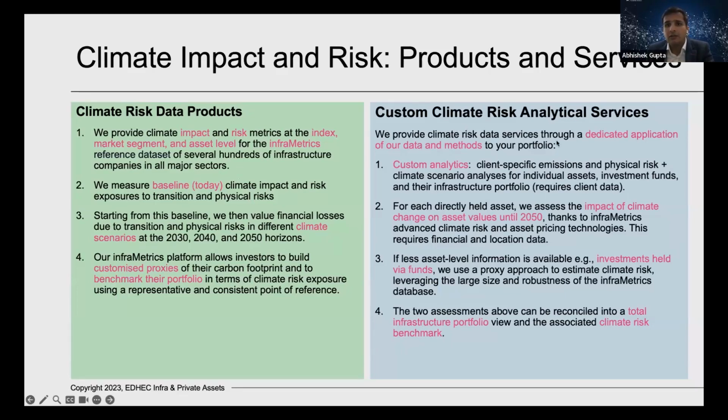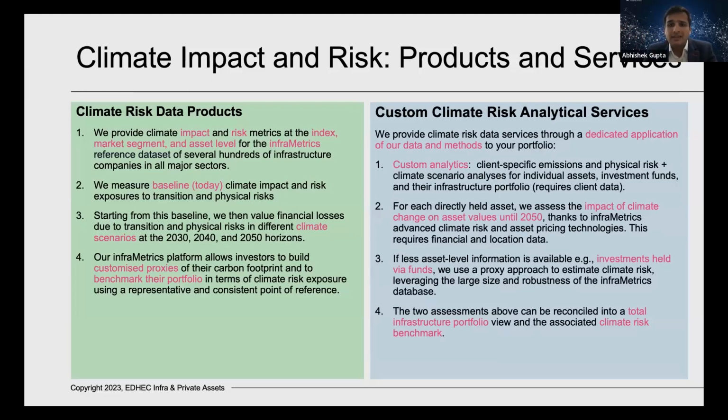And then finally, on the services side, we provide these services through a dedicated application of this portfolio. The custom analytics can get very specific to the assets that you hold. If you have directly held assets that you are directly invested in, then we can assess the impact of climate change on asset values, so the financial dollar value of these assets until 2050. So we can give you an estimate of how much impact these climate change scenarios can have on the NAV.